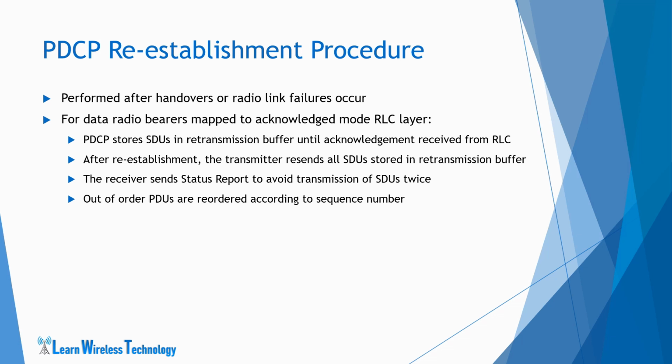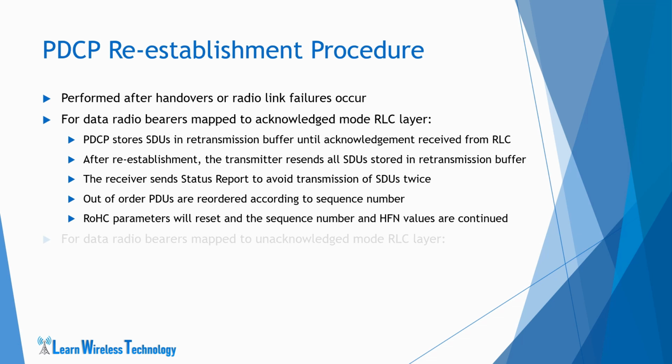Now, in case the PDUs are received out of order at re-establishment, then PDCP shall perform reordering of the PDUs according to the sequence number. After PDCP re-establishment, the ROHC parameters will reset and the values of sequence number and HFN shall be continued.